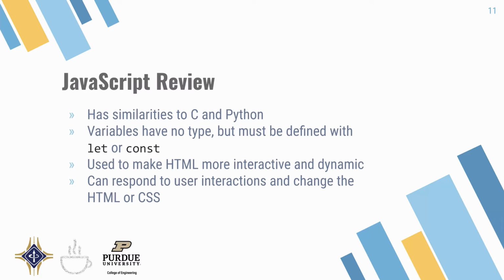And now JavaScript. It's a programming language that's really similar to C and Python. We use it in this context to make HTML more interactive and dynamic, to make it respond to user interactions and change stuff in the HTML and the CSS while the program's running. Also, a fun fact: when we introduce variables in JavaScript, we try to use let or const.